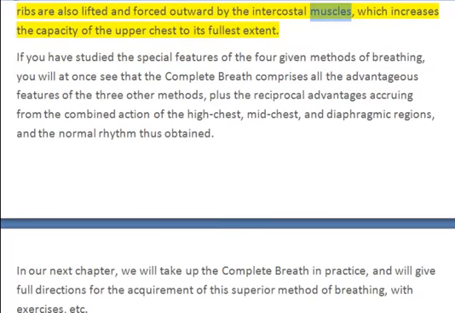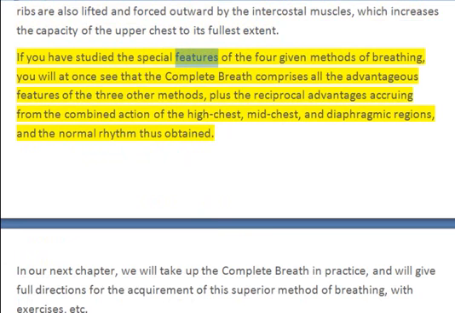In addition to this muscular action, the upper ribs are also lifted and forced outward by the intercostal muscles, which increases the capacity of the upper chest to its fullest extent. If you have studied the special features of the four given methods of breathing, you will at once see that the complete breath comprises all the advantageous features of the three other methods, plus the reciprocal advantages accruing from the combined action of the high chest, mid-chest, and diaphragmic regions, and the normal rhythm thus obtained.